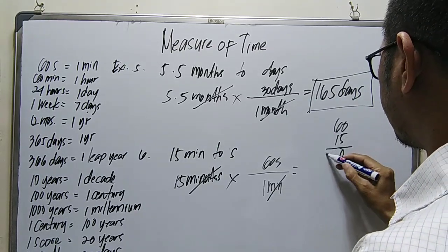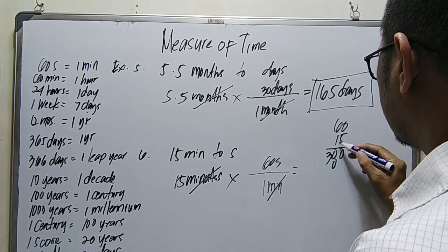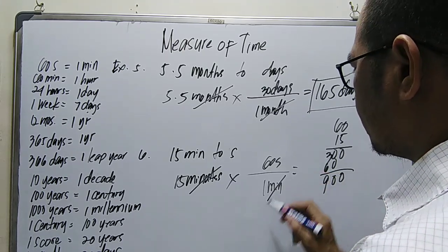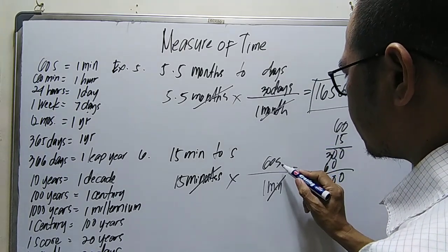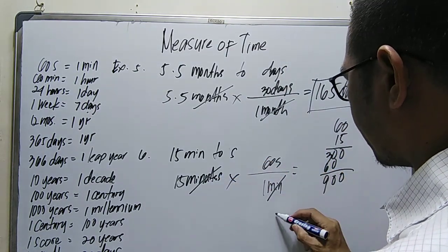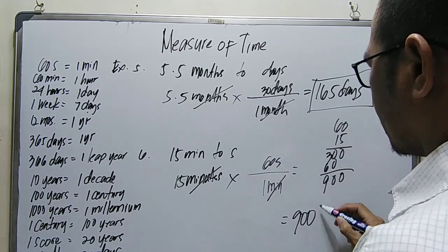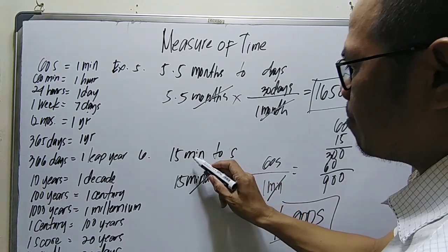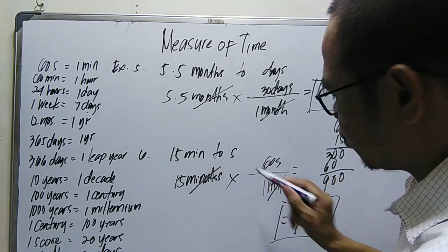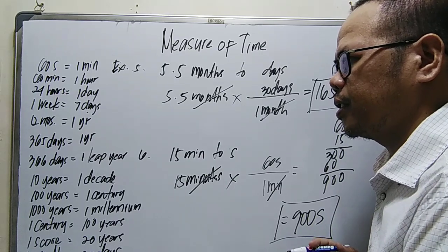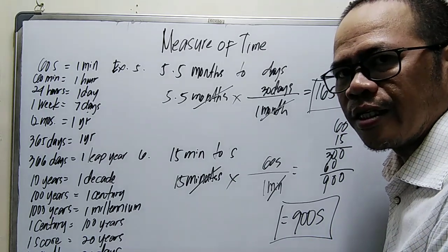0, 30, 0, 6. So 900. So 60 seconds times 15, that is equal to 900 seconds. Okay. Therefore, 15 minutes, that is equal to 900 seconds. So this is your final answer.